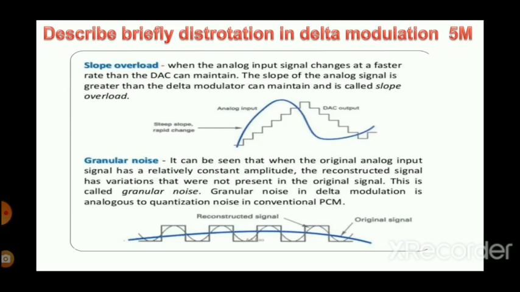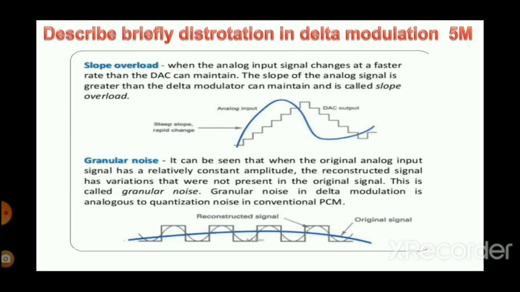Describe briefly distortion in delta modulation. First one, slope overload. When the analog input signal changes at a faster rate than the DAC can maintain, the slope of the analog signal is greater than the delta modulator can maintain, and this is called slope overload. The figure shows the analog input, steep slope, rapid change, then the DAC output.